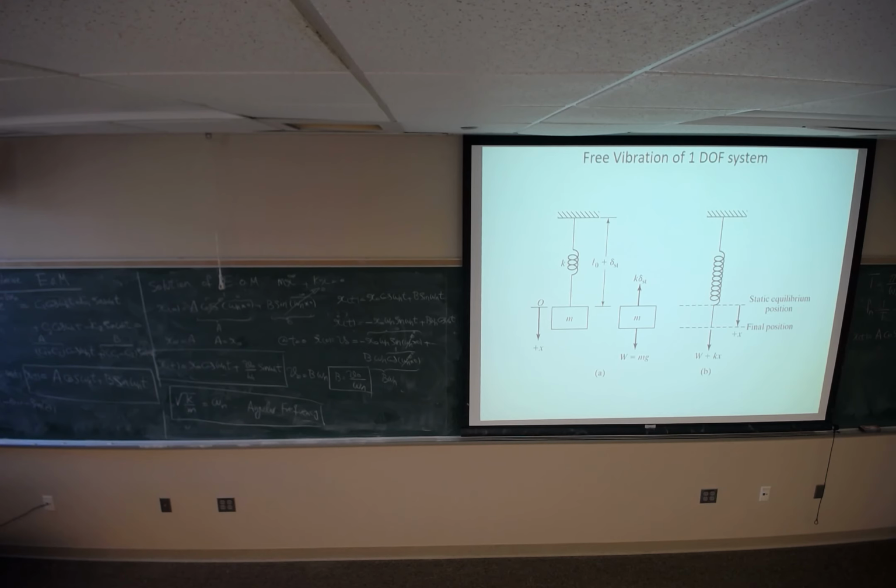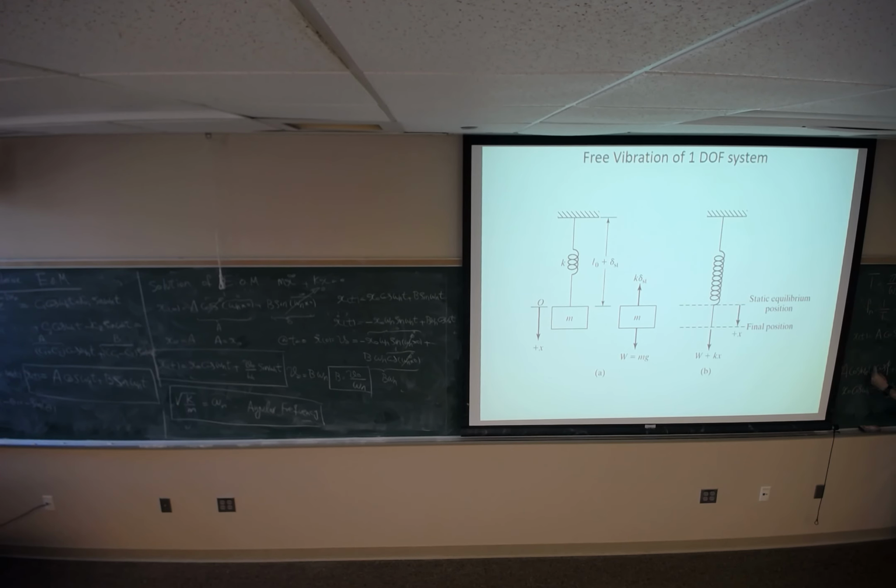If I expand this, cosine of negative phi is the same as cosine of phi. So I will get A cosine of omega n t cosine of phi. Sine of negative phi is negative sine of phi, and with the minus sign it becomes positive. So A sine of omega n t sine of phi. This must equal the response of the system, which is x naught cosine of omega n t plus v naught divided by omega n sine of omega n t. Left side equals right side.